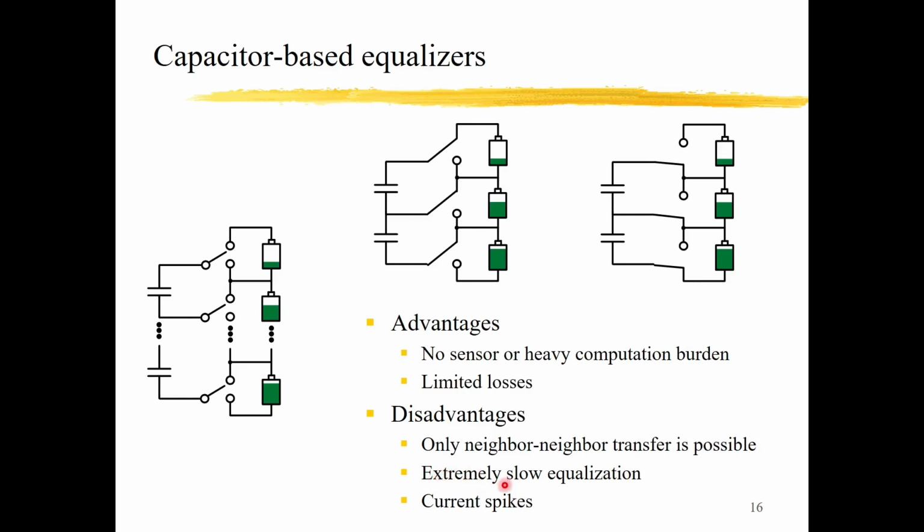And the second disadvantage is the equalization speed is very slow. The slow equalization speed has two reasons. One reason is only neighbor-to-neighbor transfer is possible. So it takes several transfers for the energy to reach its end. It takes time. But this is not the most important reason for the slow equalization.